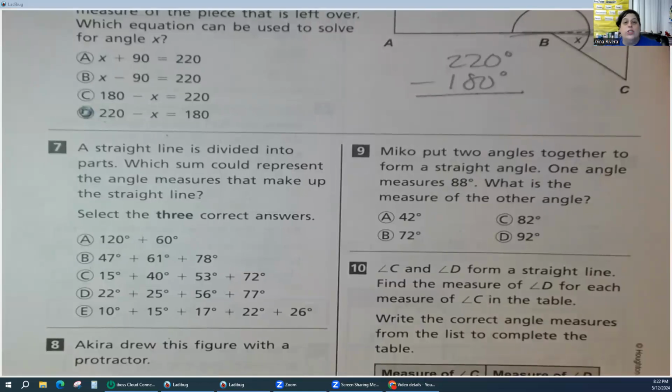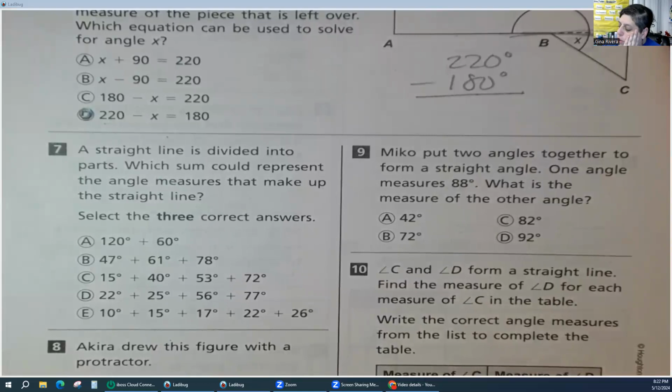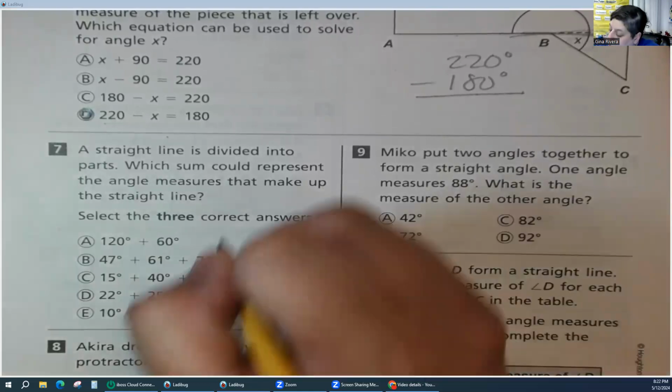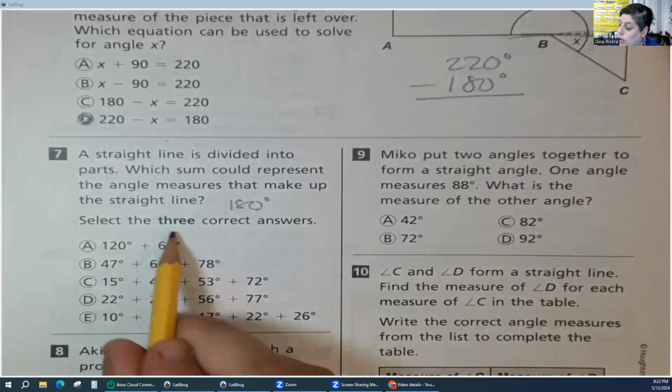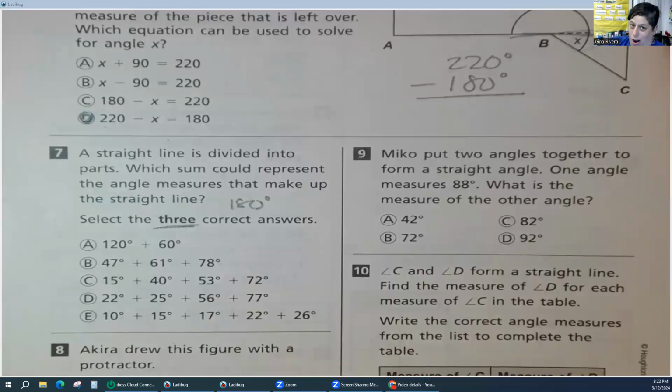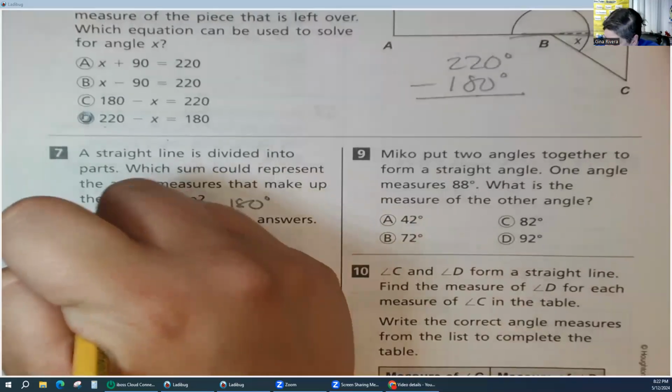They just want to know the equation that would get you there. Number 7, a straight line is divided into parts. Which sum could represent the angle measures that make up that straight line? Well, a straight line, because it's a straight angle, equals 180 degrees. So I've got to see which one of all of these, and there are 3 correct answers, is going to give me 180. 120 plus 60, that's 180.